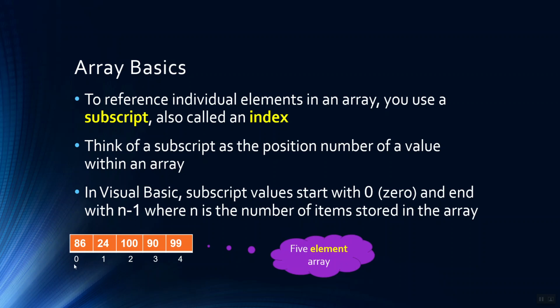Since we always start our indexing at 0, the last item in the array is always going to be 1 less than the size of the array. If we have what's called a 5-element array, we call it that because each one of these boxes represents an element. So the index of the last element in that array will always be 1 less than the size of the array. In this case, it would be 4.